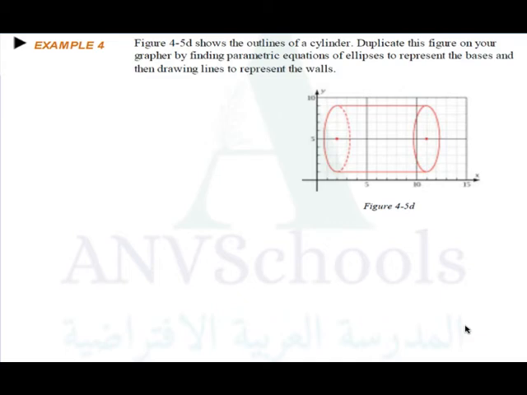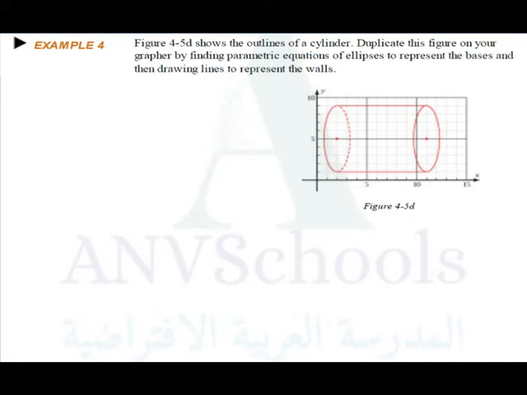So let's do some examples here. For example 4, figure 4.5D shows the outlines of a cylinder. Duplicate this figure on your grapher by finding parametric equations of ellipses to represent the bases and then drawing lines to represent the walls. So the walls are actually the intervals of this ellipse. Meaning now we have 2 ellipses here, the one that can't be seen and the solid lines.